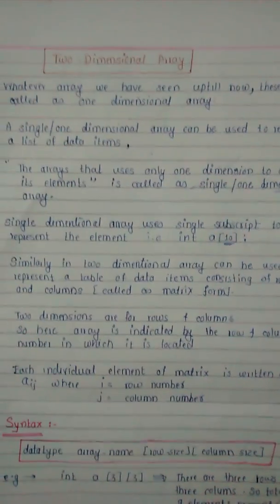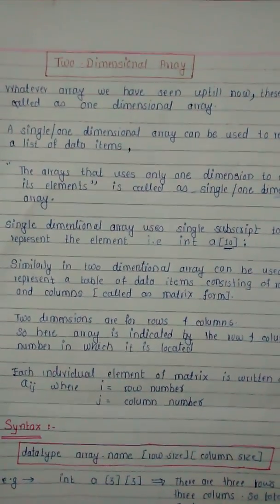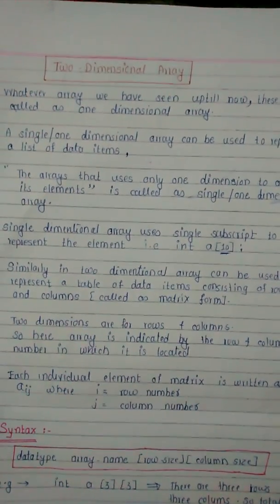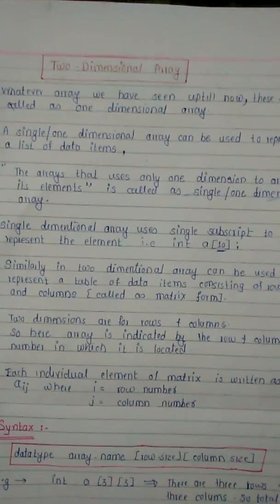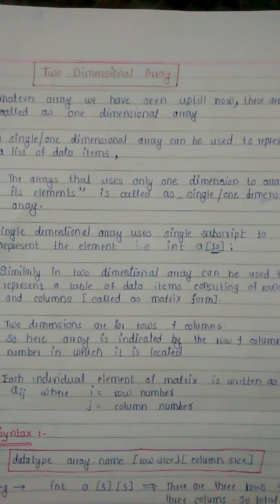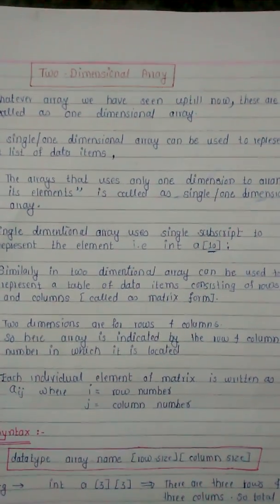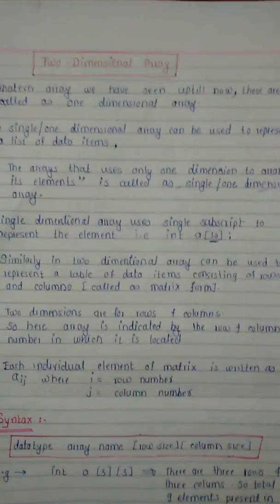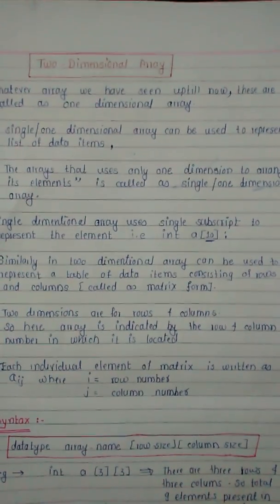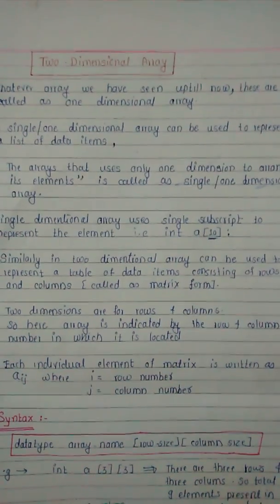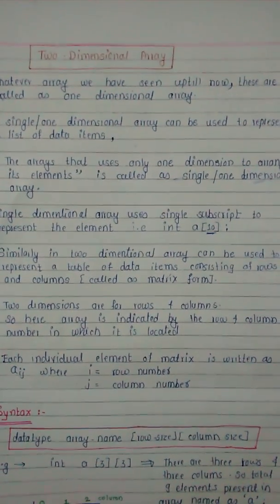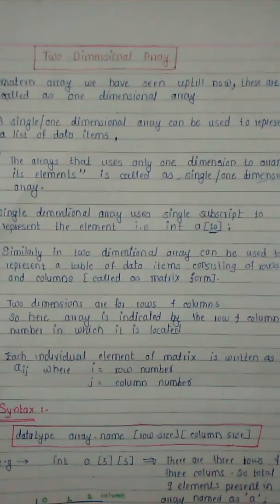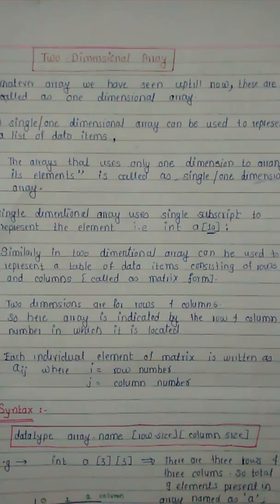Today we are going to see our new concept, that is two-dimensional array. Up till now, whatever arrays we have seen are called one-dimensional or single-dimensional arrays. In a one-dimensional array, the list of data items is represented within only one single row. The arrays that use only one single dimension to arrange all their data elements are called single or one-dimensional arrays. Now, how can we decide the dimension of the array?